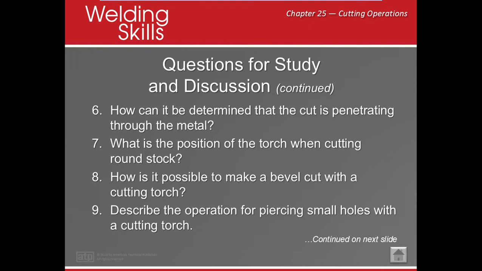Describe the operation for piercing small holes with a cutting torch. Well, if I'm going to use steel up to 1/2 inch thick, I want to hold the torch area where the hole is to be cut until the flame has heated a small round spot. I'm going to gradually press down on the lever and at the same time raise the tip slightly. If I have steel thicker than 1/2 inch, I want to move the torch slowly in a circular motion as the oxygen lever is depressed to pierce the metal.